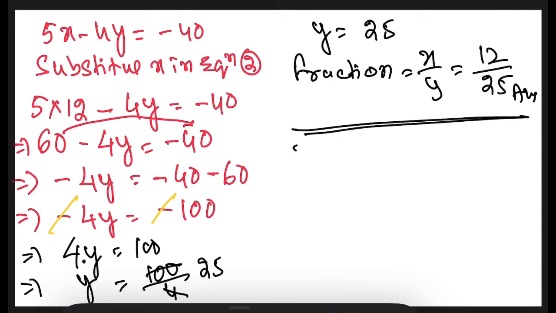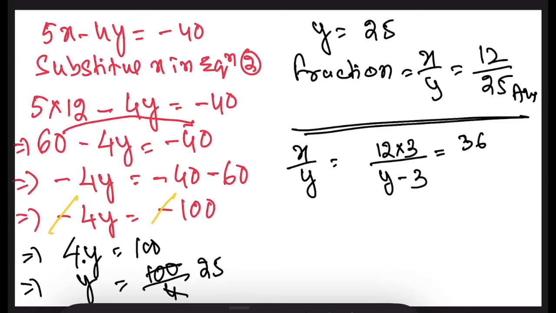So what is our fraction? X upon y. He says that if we multiply the numerator by 3, that means 12 into 3, and subtract 3 from the denominator, this will become 12 3s are 36. We can put the value of y: y value is 25.